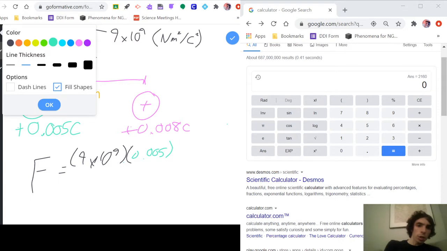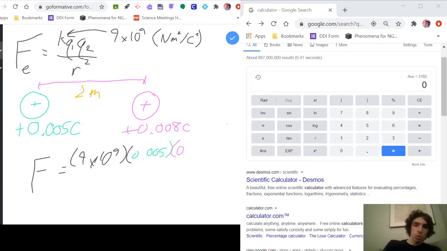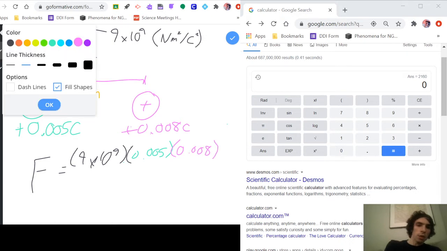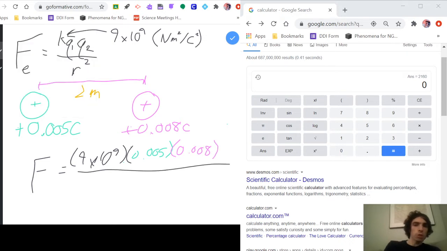And then we're going to plug in our second charge, our 0.008 coulombs. And at the end of all of that, we're going to make sure that we divide by our distance, 2 meters, and don't forget to square that distance. Right. And then over here on the right, I'll show how you can plug these numbers in.